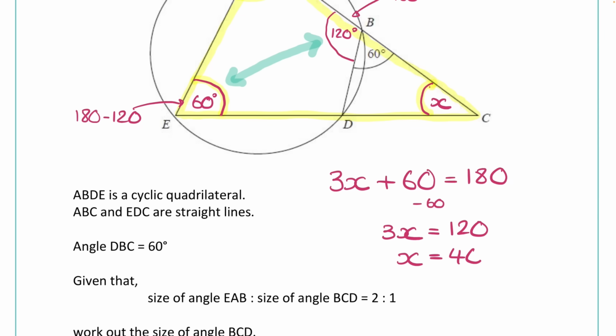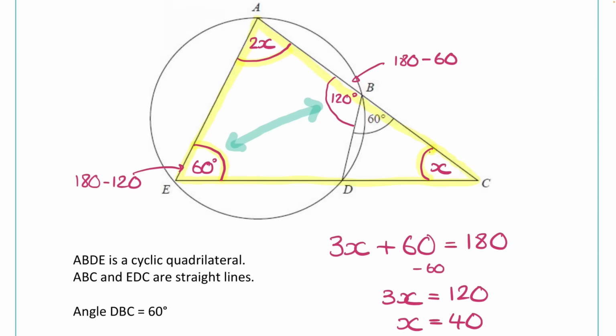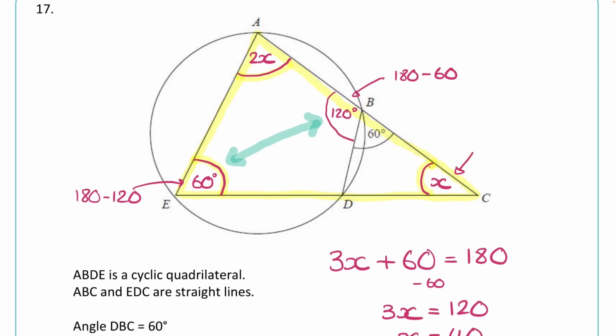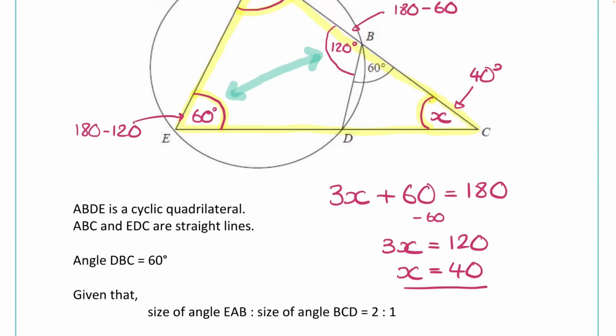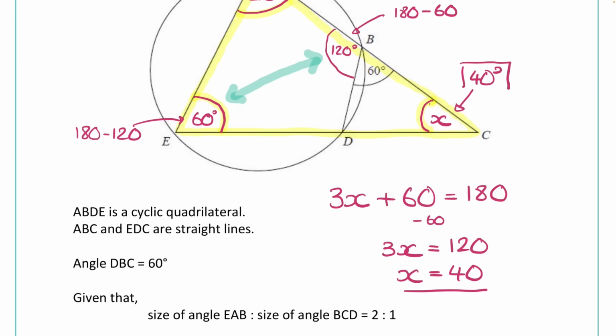and then dividing by 3, x is equal to 40. I want to make sure these go into the right place, so this angle here is 40 degrees, and this angle here is 80 degrees. So the question wanted me to find the size of angle BCD. BCD, it's right there, 40 degrees, and there is our final answer for this question. So 40 degrees as our final answer.